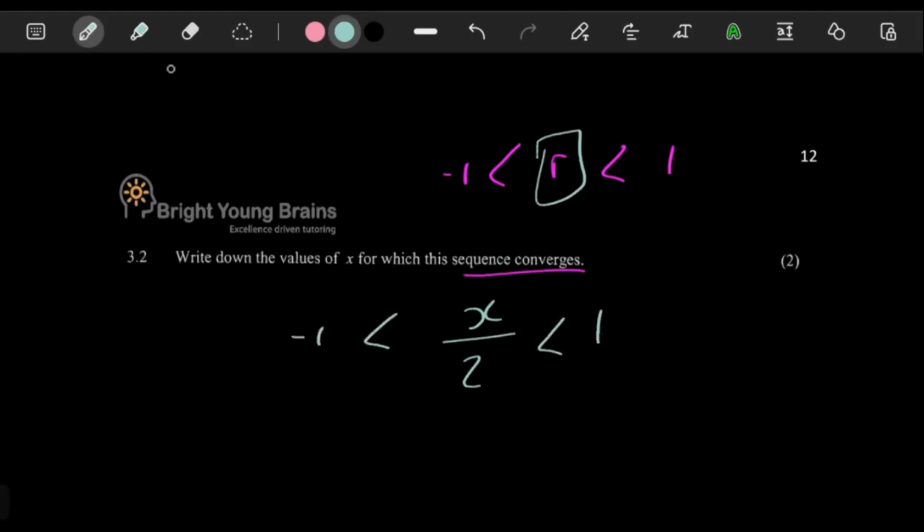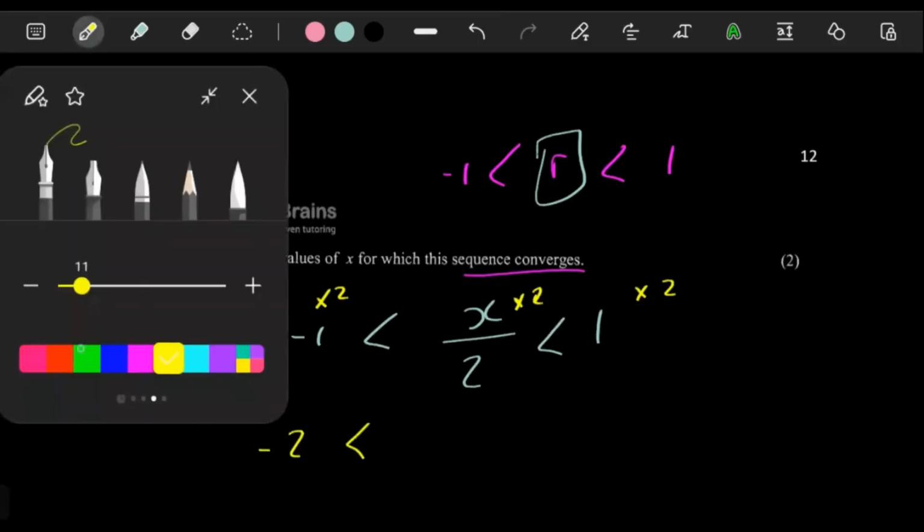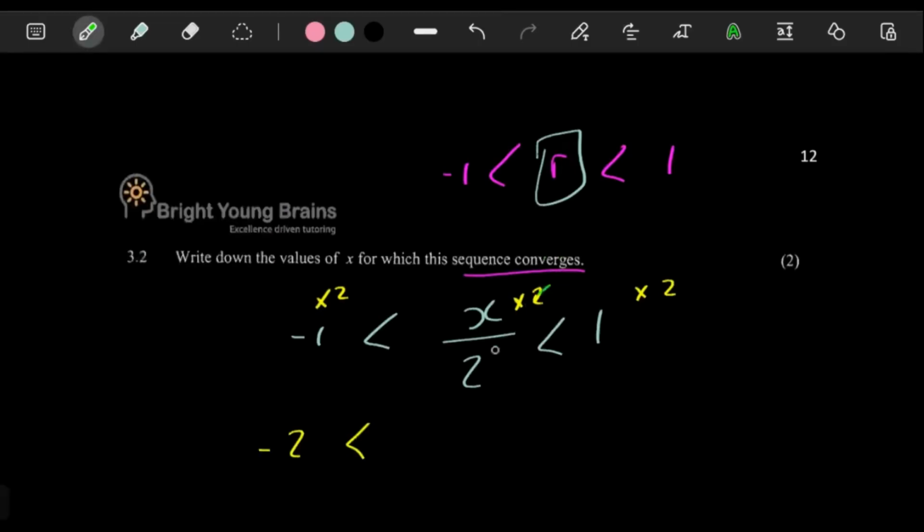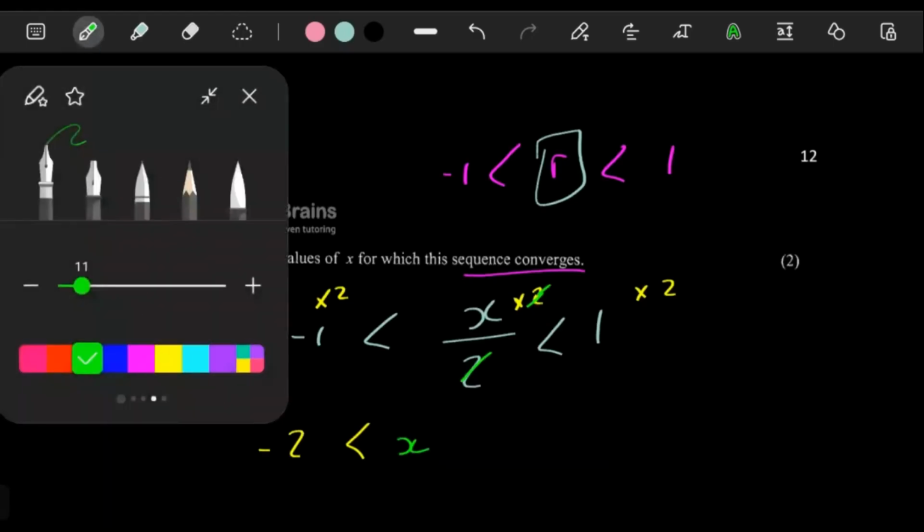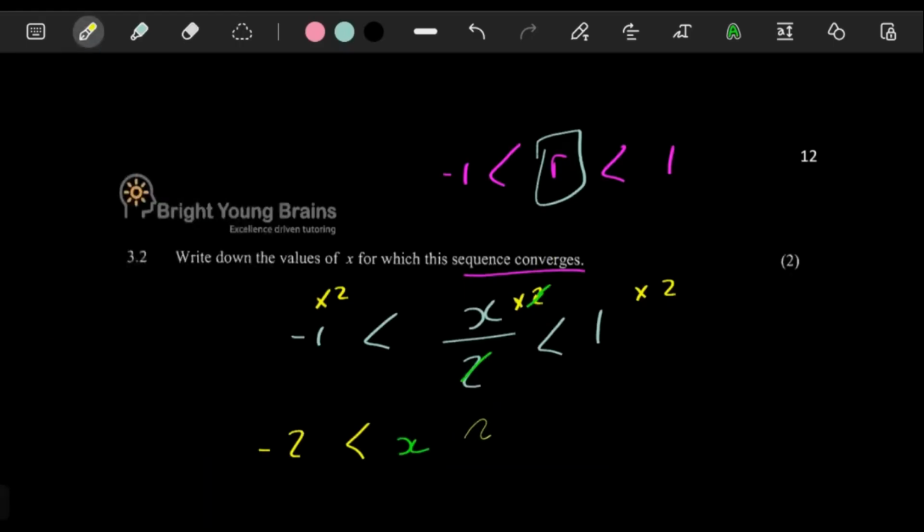Solving this inequality, to get rid of the 2 down there, you have to multiply by 2 everywhere: times 2 here, times 2 there, times 2 there. This is -2. And then this cancels that, so it's going to be x. And then here, 1 times 2 is 2.